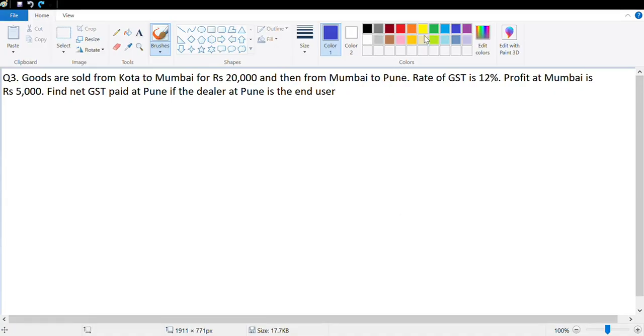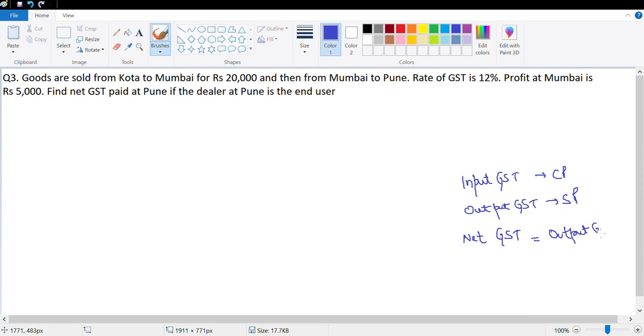Okay, let's look at the next question. The next question we do is question 3, but before that, let's quickly revise what we've learned. We've learned that input GST is calculated at cost price and output GST is calculated at selling price. And net GST payable by any person in the chain is equal to output GST minus input GST.